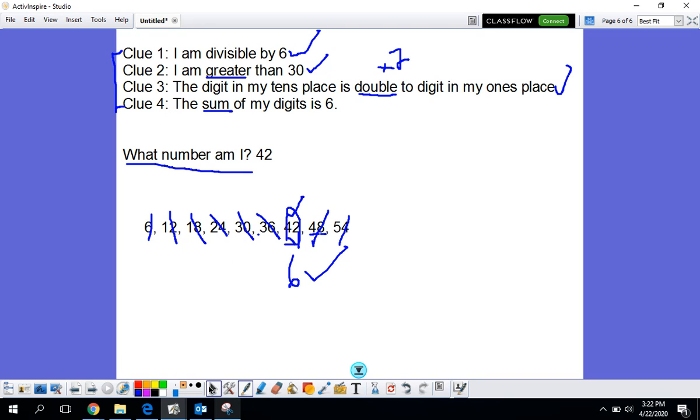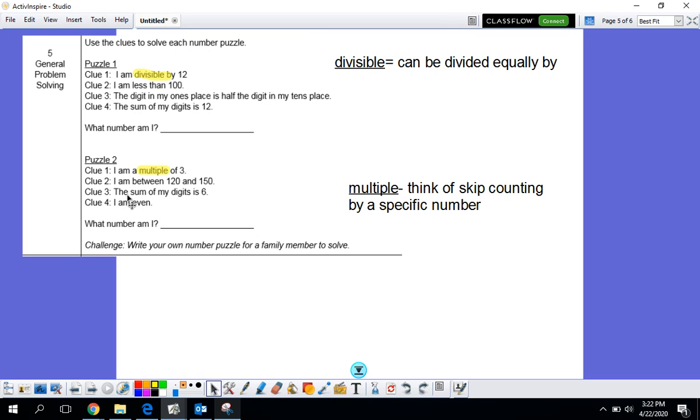Okay, so when you come back to puzzle 1 and puzzle 2 and you give me a number, go back and check, do all 4 of the clues work for that number? If it doesn't, that can't be your number.